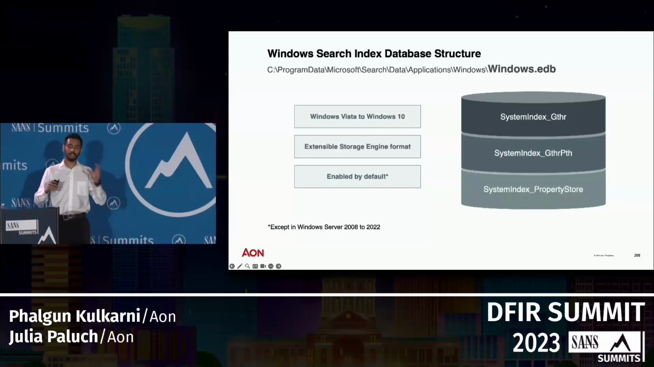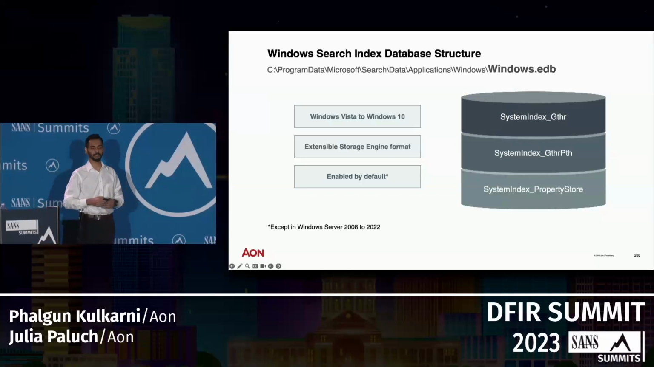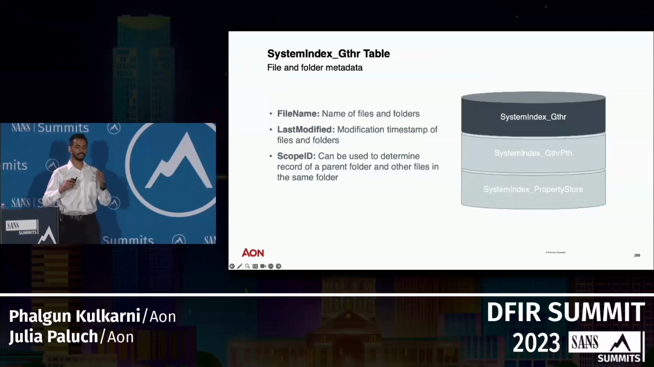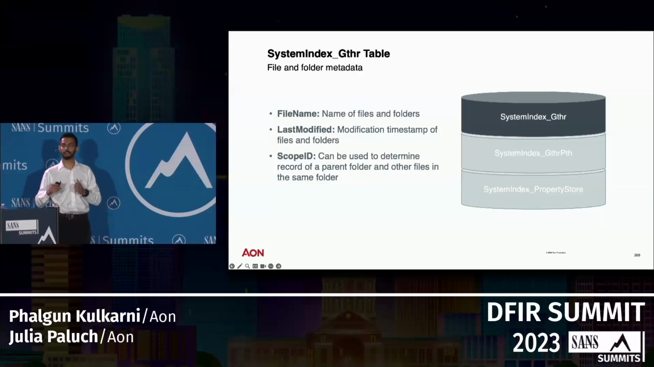So out of the entire Windows.edb file, we have identified three most useful tables which can help us in our investigations. So let's discuss them briefly. Beginning with the SystemIndex_Gthr table. Now this table contains multiple columns, but we have identified three to be the most useful ones. Gather table will contain the file name and last modified timestamp of every file and folder indexed from the two mentioned directories. It will also contain the scope ID column, which is an integer assigned to every record, which can also be used to determine a file's or folder's parent-child relationship.